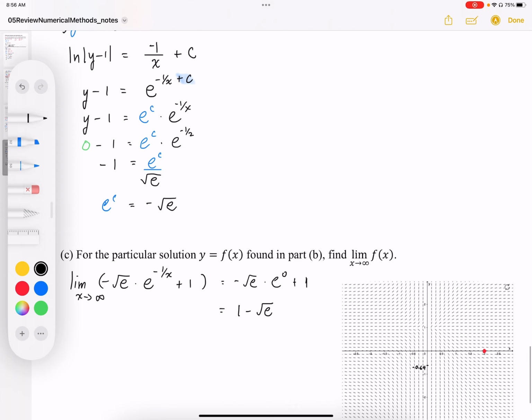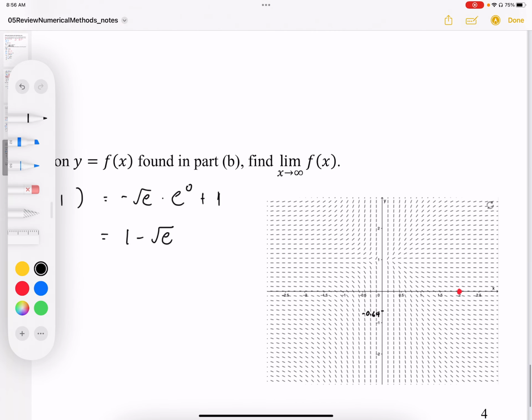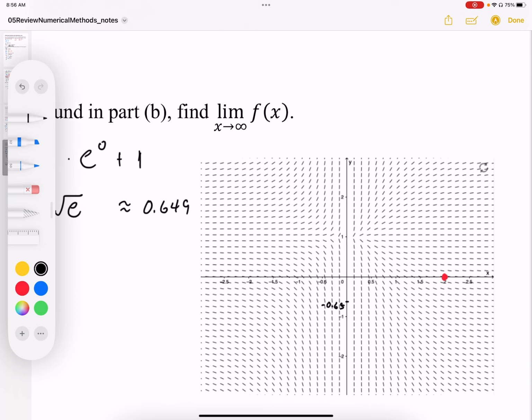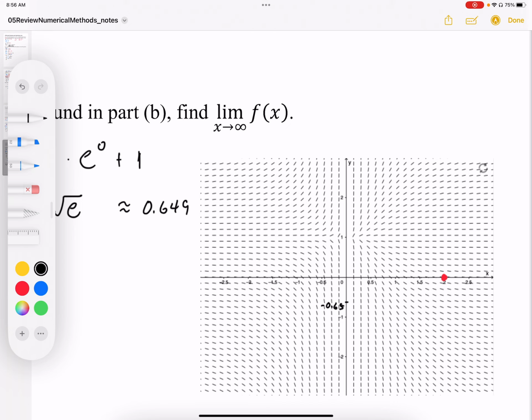Okay, so if we take a look at our differential equation, this is approximately equal to 0.6487, so I'm going to round that to 0.649. Okay, so we can estimate that's about, in this position here, about 0.65 on the axes. And you can see that as we draw, I'm sketching my horizontal asymptote somewhere around here.